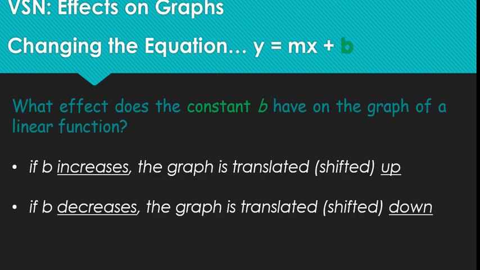Okay, so what effect does the constant b have on the graph of a linear function? Let's think about that. We know that that is the y-intercept, and the y-intercept controls how high up the graph we are or how far down the graph we are. So, if b increases, the graph is translated or shifted up, and if b decreases, the graph is translated or shifted down.